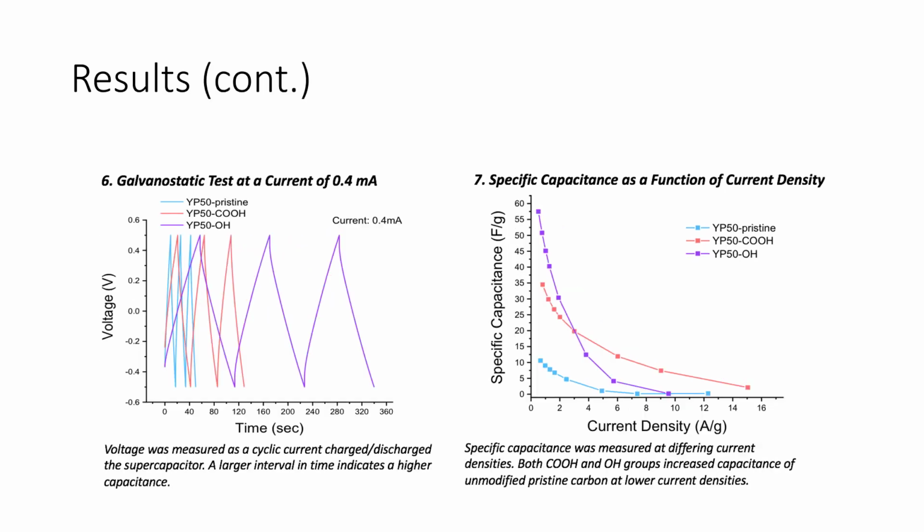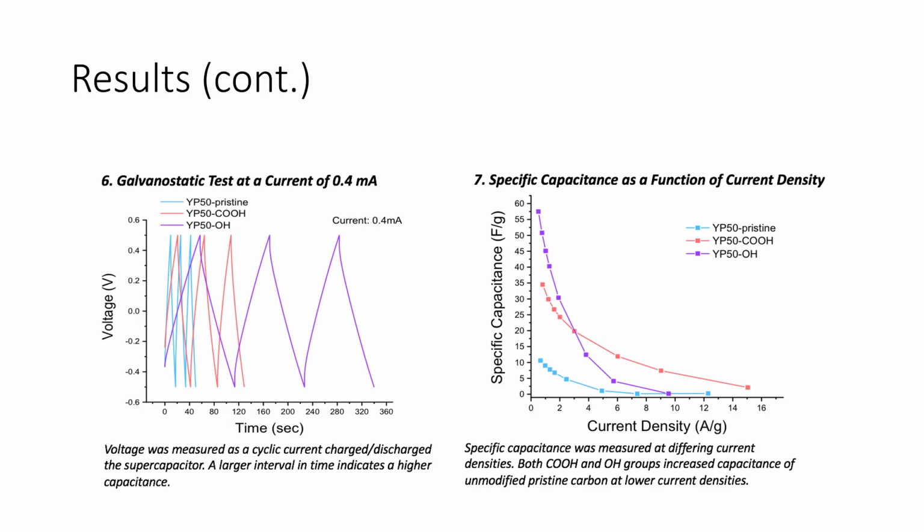While the first test was done by holding the voltage scan rate constant, the second test of performance was the galvanostatic test, where I charge the supercapacitor with a constant current and measure how long it takes for the device to charge or discharge to 0.5 volts. Figure 6 shows that at the current of 0.4 milliamps, the functionalized carbon devices took longer to charge up, indicating a higher energy density that they held.